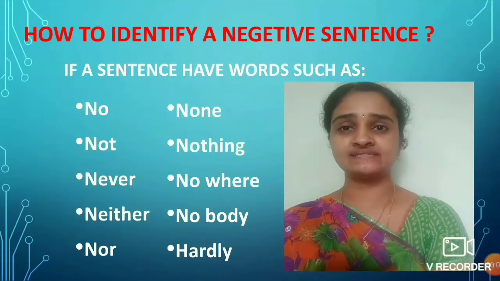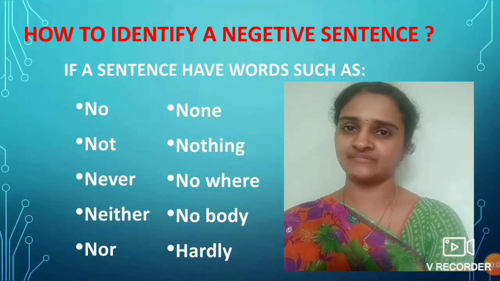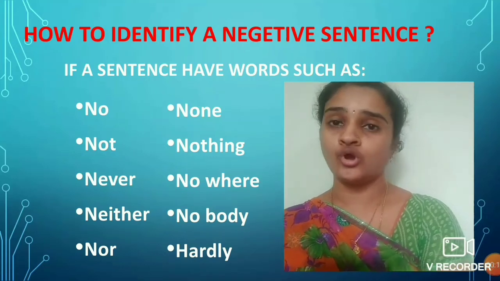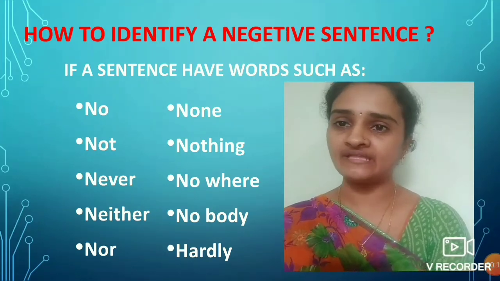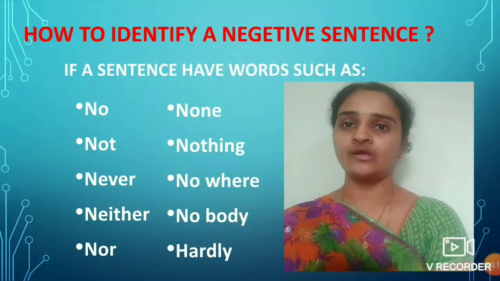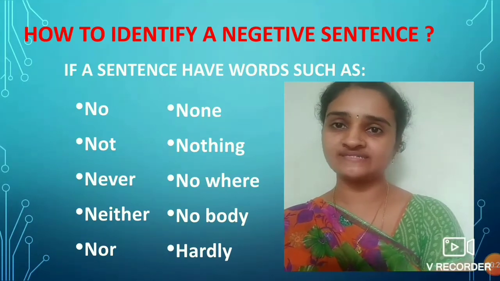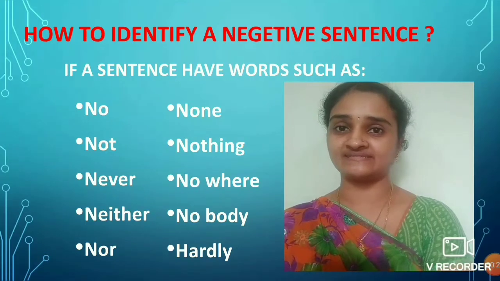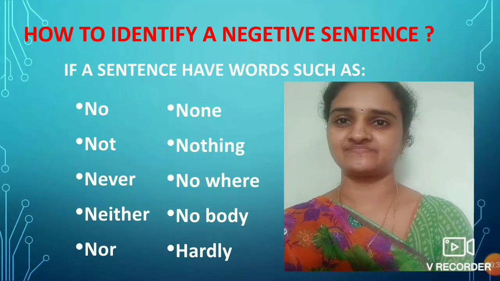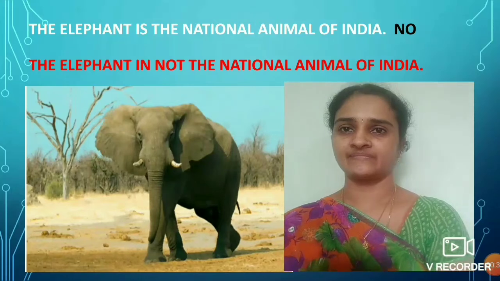Children, let us now learn about how to identify a negative sentence. Children, if a sentence has words such as no, not, never, neither, nor, none, nothing, nowhere, nobody, hardly. Children, if you find these words in a sentence, then the sentence is said to be negative. Did you understand? Yes.